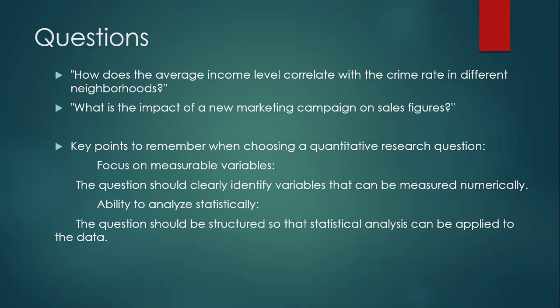So correlation is one of the terms in quantitative, and then the fact that you're looking at actual numbers and large groups, because if you're only looking at, say, one person and you ask how the average income level correlates with the crime rate in different neighborhoods, that's not going to give you an answer. You're going to have to look at large data from different neighborhoods and different income levels. So that's what makes it a good quantitative study.